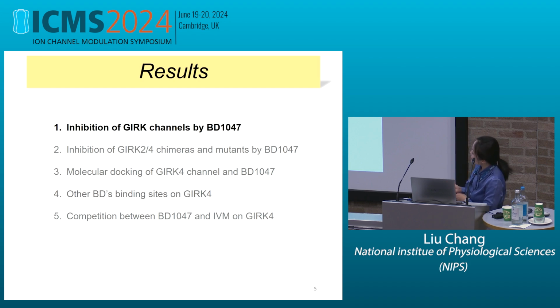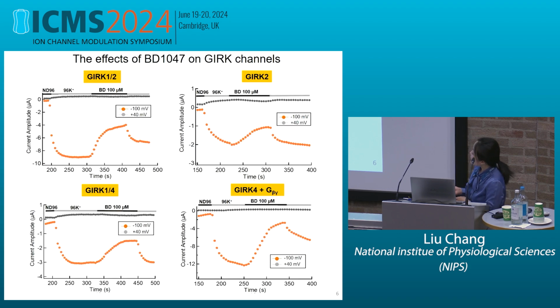So let's start from the inhibition of the GIRK channel by BD1047. Here we express different types of GIRK channel in Xenopus oocytes and measure the basal current of the GIRK channels. GIRK4 is always co-expressed with its natural activator, the G-beta and gamma subunits, for clear observation of its current. These graphs are the time-lapse change of the current amplitude due to the change of the bath solution. In the beginning, this is high sodium, almost no current. When changed to high K, they show clear inward GIRK current. And the application of BD dramatically decreases the current.